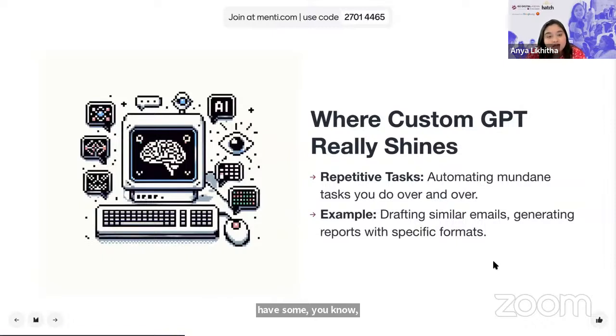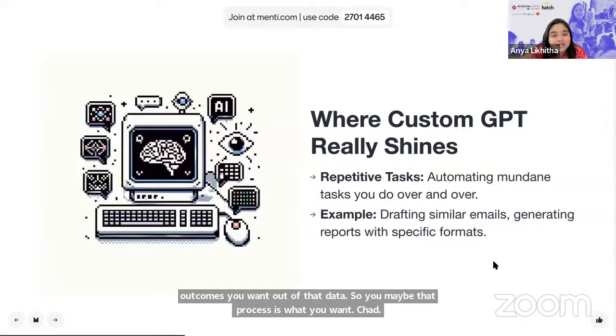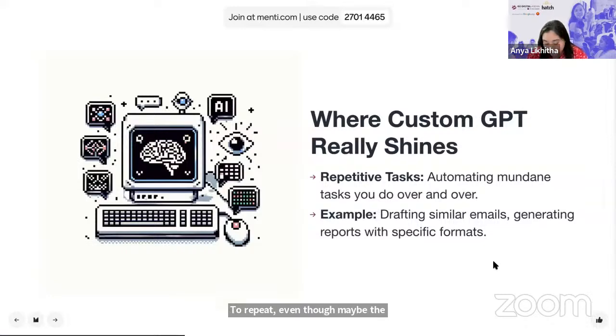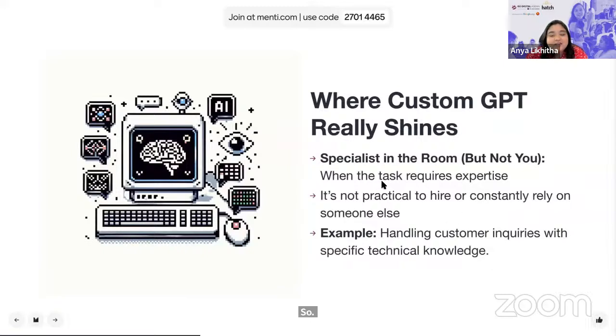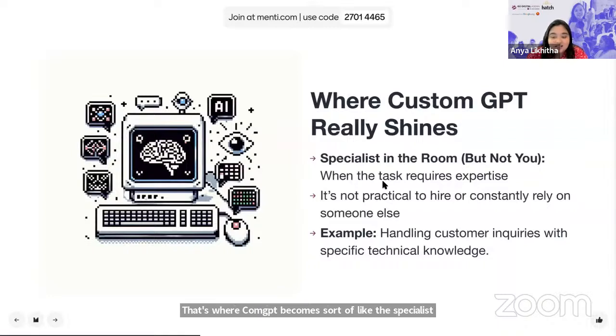So maybe you have a set process of what goes in and your process of how you're going to analyze that, based on the information you have and what outcomes you want out of that data. So maybe that process is what you want ChatGPT to repeat, even though maybe the competitor might change. These are all possible. So that's where a ChatGPT becomes sort of like the specialist in the room when you're teaching it a process rather than a certain thing.